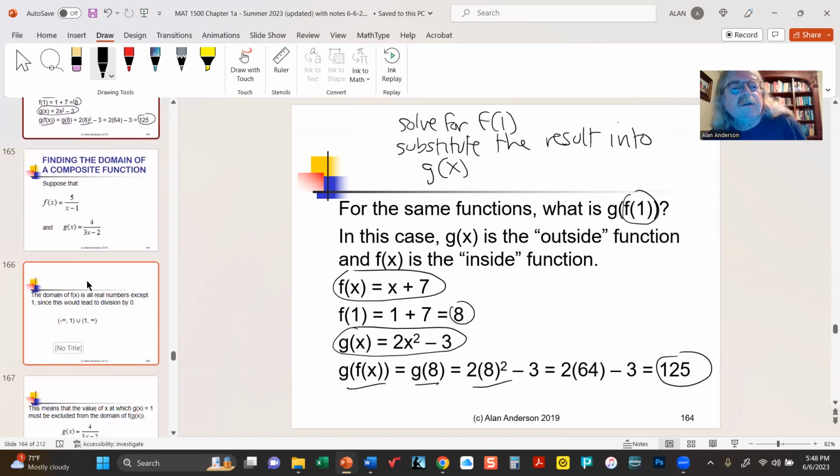Now, the next thing we're going to do is look for the domain of a composite function. Yes, you can always find the domain and range of any function that you run into. It doesn't matter if it's composite or if it's just a regular function. There's always a way of doing that. So let's take a look at this case.